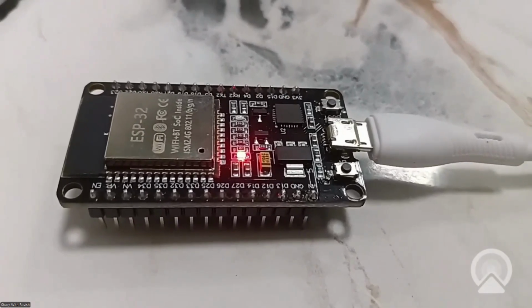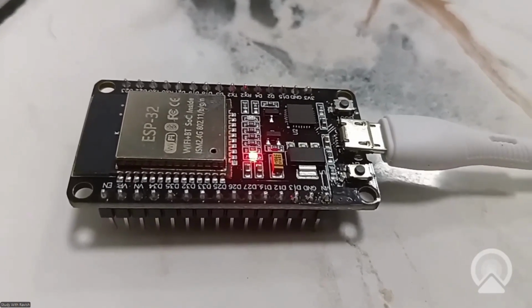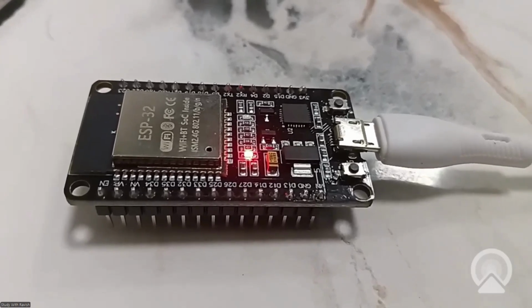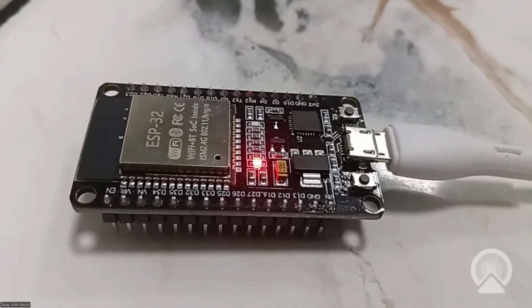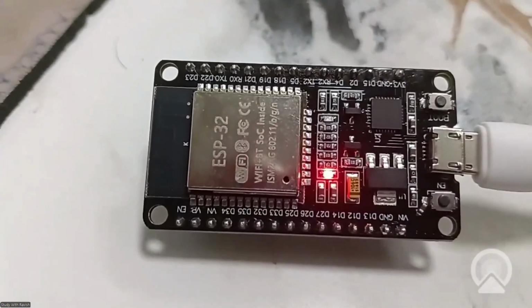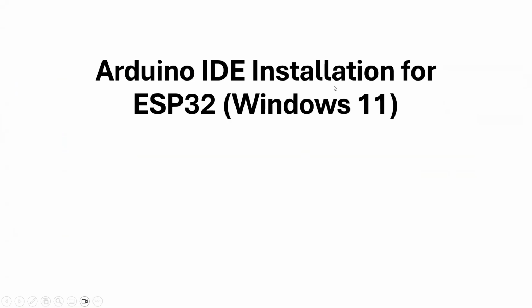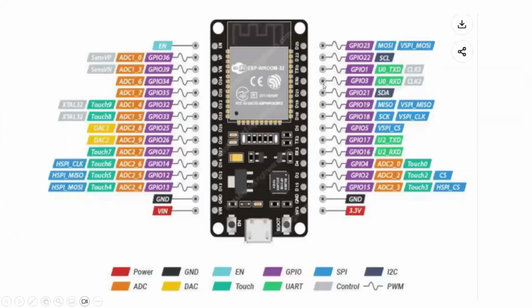Okay, so this device basically supports the Wi-Fi as well as the Bluetooth for the network. Okay, and there are so many pins available over here, and each and every single pin has their specific task to do. Okay, everyone. So I'm going to install the Arduino IDE for our microcontroller ESP.